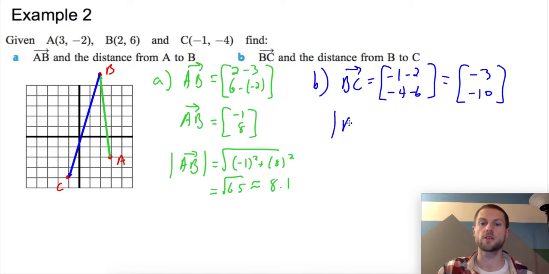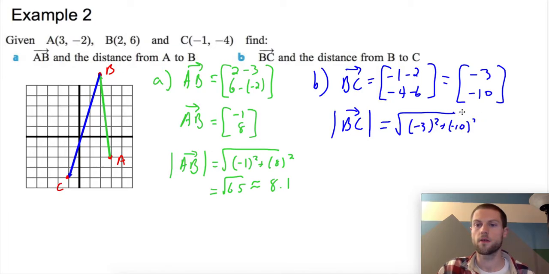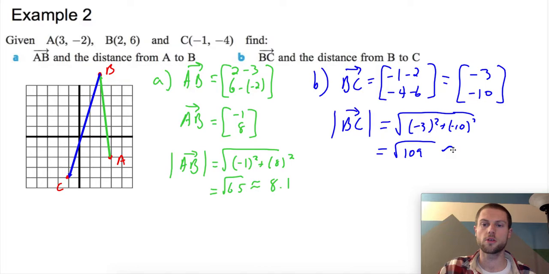Let's find the distance, or the size, or the magnitude, or the length, whatever you want to call it, of vector BC. So that's the square root of -3 squared plus -10 squared. And when I add all this up together, I get the square root of 109, which is approximately 10.4.